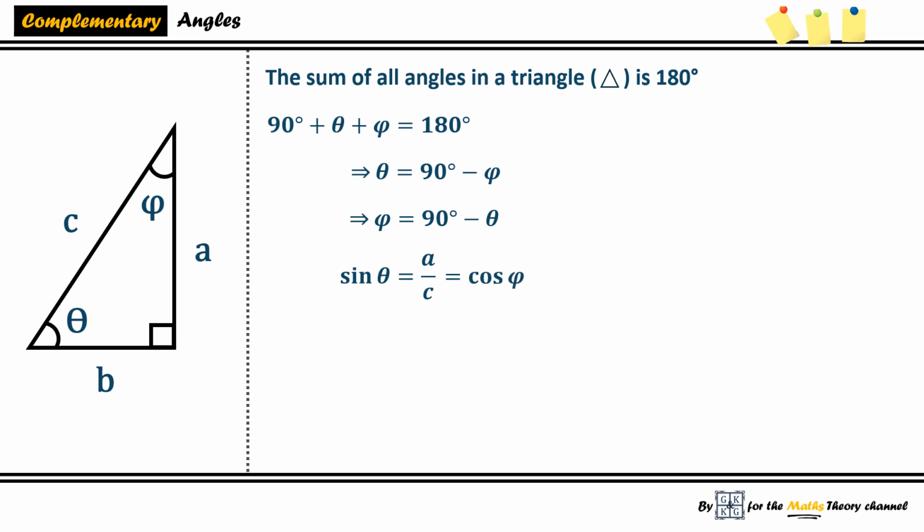So now we've linked sine theta and cos phi together via A over C. We can say that sine theta equals to cos phi. And this is how the two are linked with each other. We've also previously derived that theta is in fact 90 degrees minus phi. So we can rewrite this again as sine 90 degrees minus phi equals to cos phi.